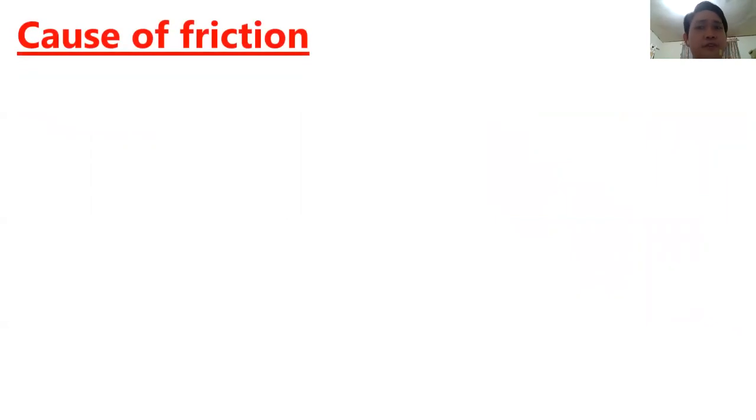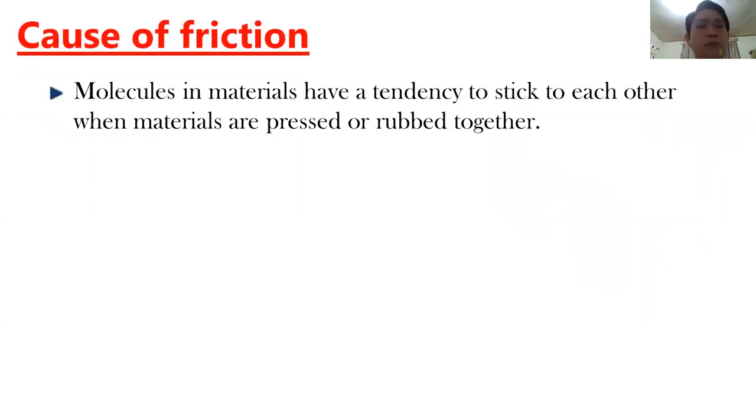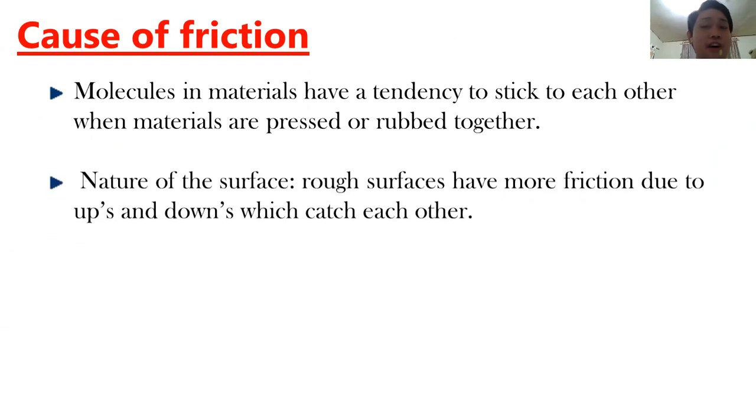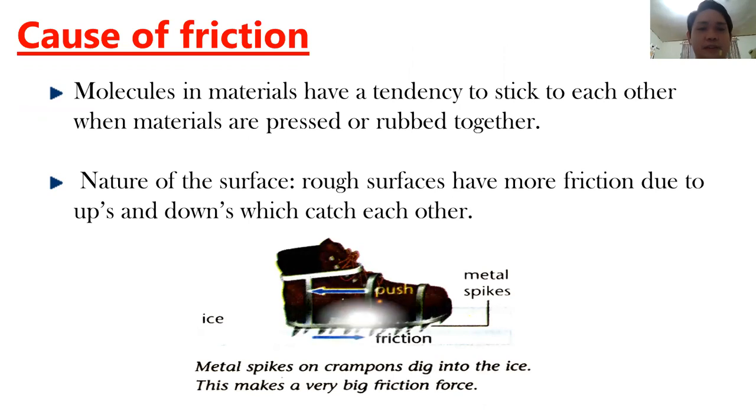What is the cause of friction, class? Molecules in materials have a tendency to stick to each other when materials are pressed or rubbed together. Also, the nature of the surface: rough surfaces have more friction due to ups and downs which catch each other. Another illustration: the metal spikes on crampons dig into the ice. This makes a very big friction force. These are the causes of friction.